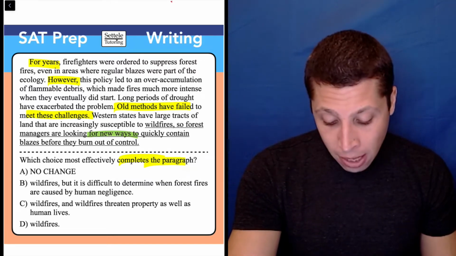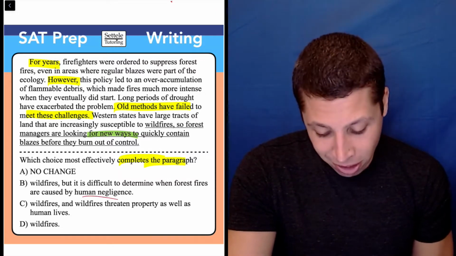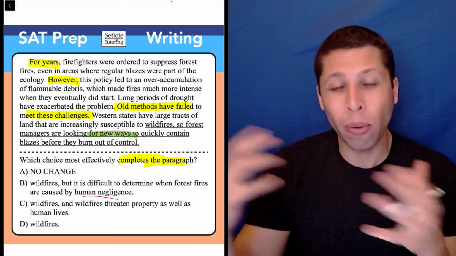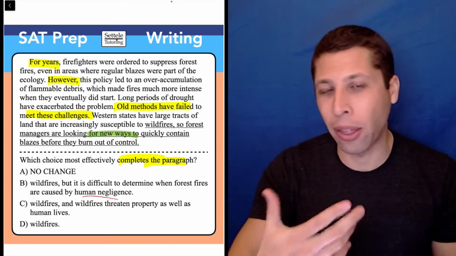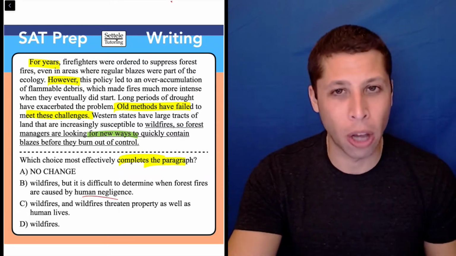In choice B, it is difficult to determine when forest fires are caused by human negligence. Well, that's one particular problem, but that seems kind of random considering all the other things we talked about weren't really about human negligence, drought, things like that. So this just doesn't seem like a continuation of what we were talking about.